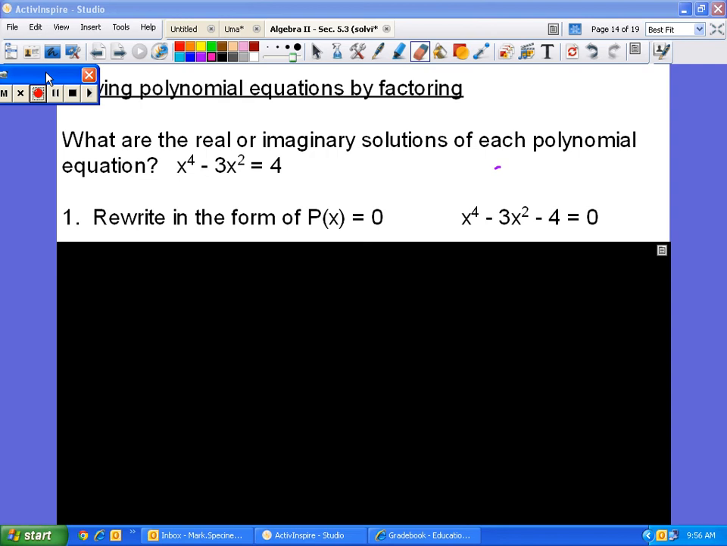Now, look here. I want to factor this, but what's the problem? There's nothing to factor out. I have no greatest common factors. I don't have 1x squared. I have 1x to the 4th. So all those ways that we learned, I can't use them. Quadratic formula? No. Can't use it.